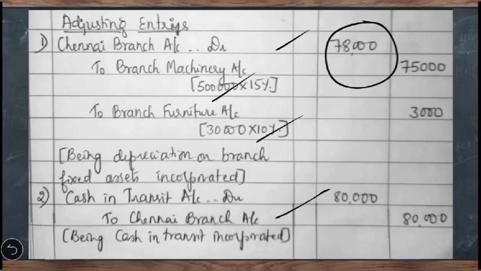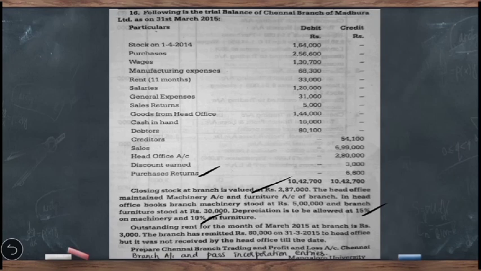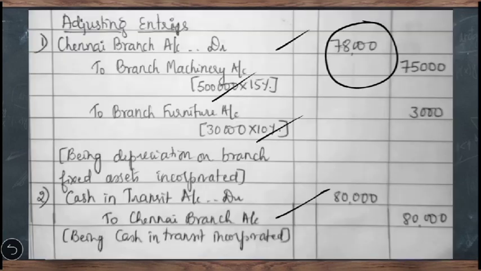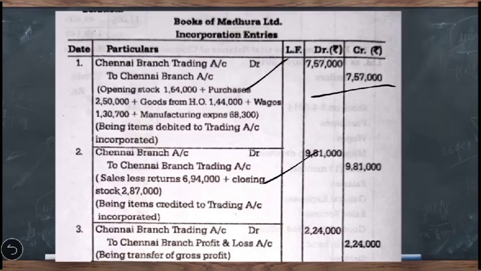Then the next entry will be for incorporating the credit items of the branch trading account. Here they have given sales amounting to 6,99,000, but they have also given sales returns, so that should be deducted. So, ultimately net sales will be 6,94,000. Then one more item is closing stock. These are the two items to be written on the credit side. Now, the incorporation entry will be Chennai branch account debit to Chennai branch trading account. So, 6,94,000 net sales and 2,87,000 closing stock. So, the total amount will be 9,81,000.